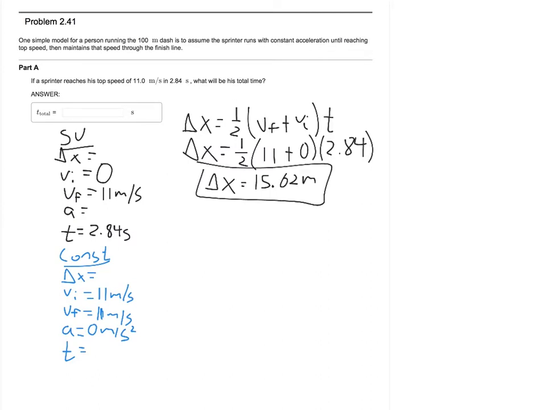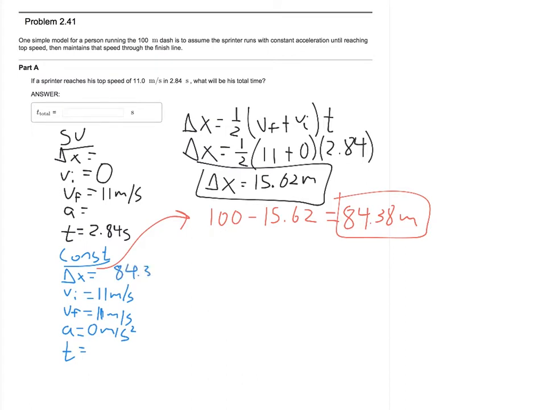Which means that this delta x here is going to be 100 minus 15.62. The remaining distance, the remainder of that 100, is going to be traveled at a constant speed. So my delta x for the constant speed portion is going to be 84.38.